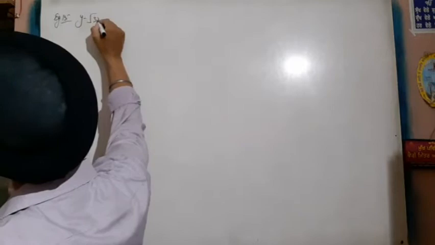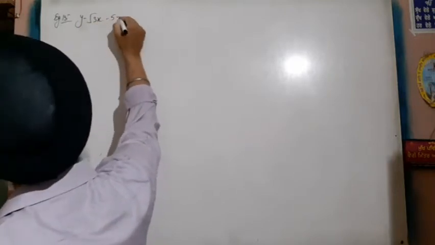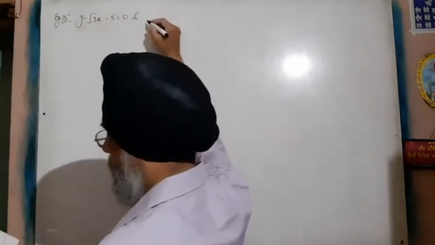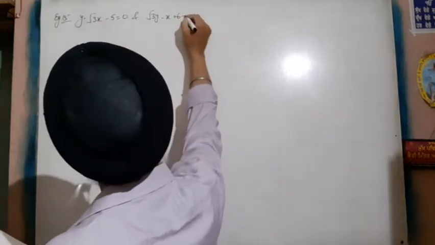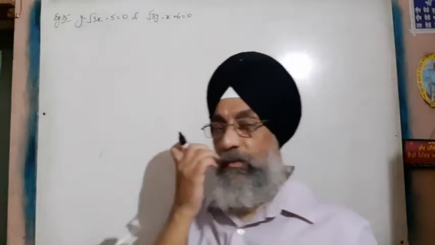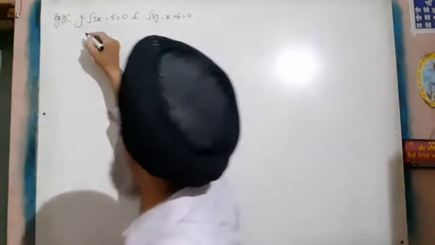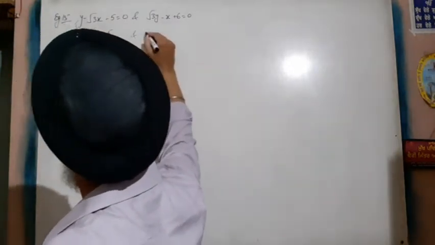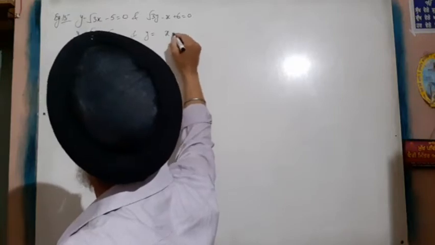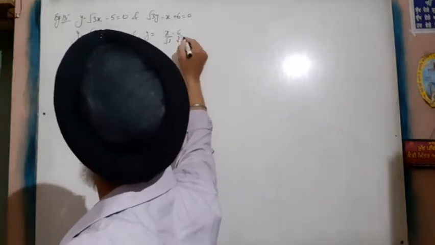In example 15, it is given: find the angle between the lines y minus root 3 x minus 5 is equal to 0 and root 3 y minus x plus 6 is equal to 0. Since we have to find the angle between them, we have to find the slopes of these two lines. So converting them into the slope intercept form, it is y is equal to root 3 x plus 5 and y is equal to (x minus 6) upon root 3.